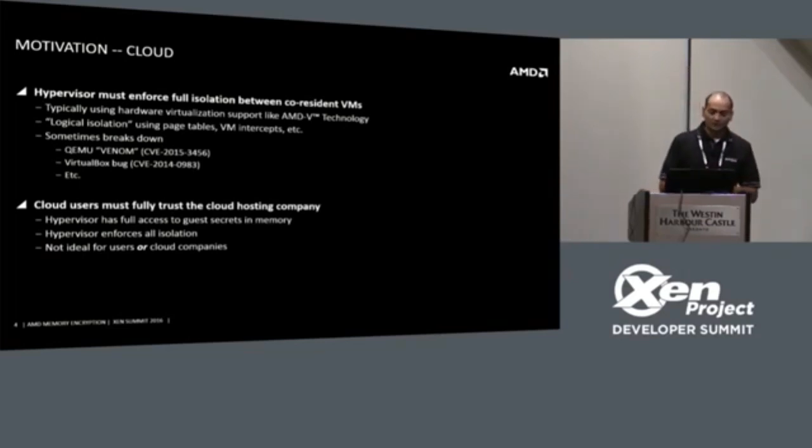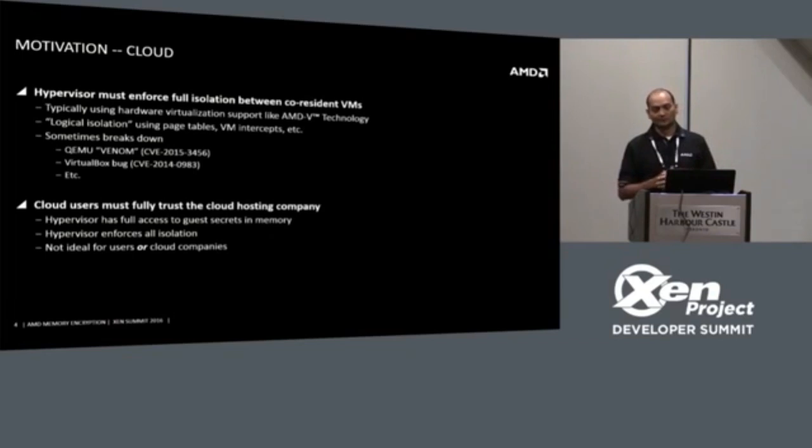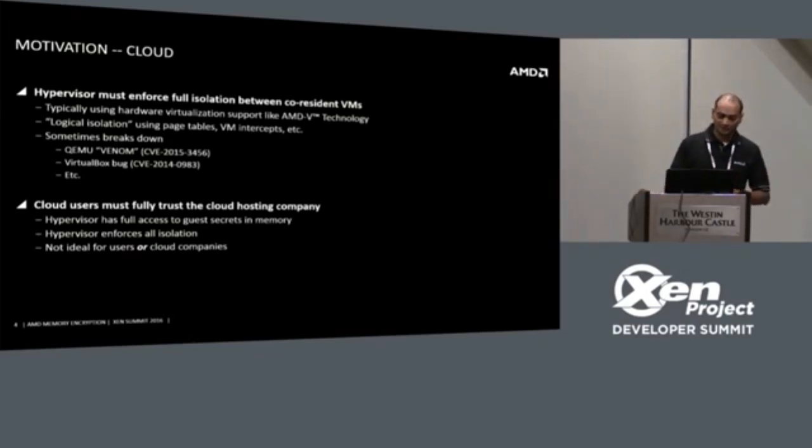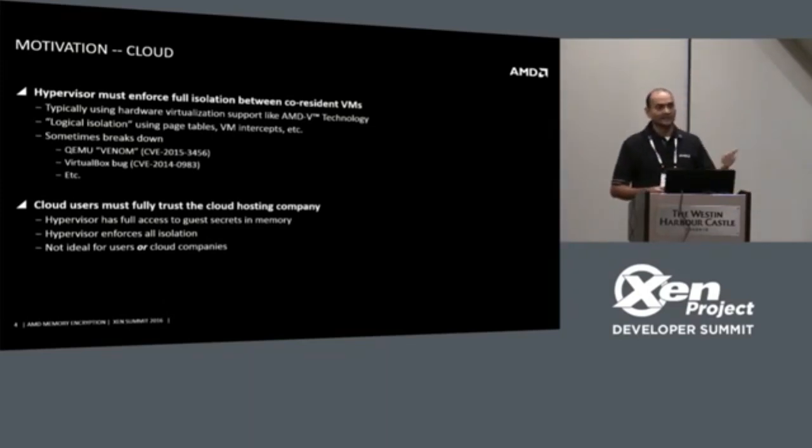One of the jobs which the hypervisor does pretty well is to isolate the co-resident VMs in a system. Some of that is done by hardware-assisted virtualization like AMD virtualization technology, and there is also logical isolation using the page table, VM intercepts, and all those things. But things could still break down, like with one of these CVEs where one of the guests could exploit a vulnerability in the hypervisor and get into another guest's region.